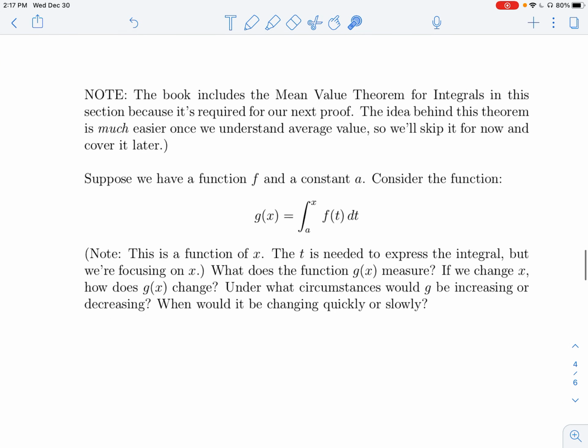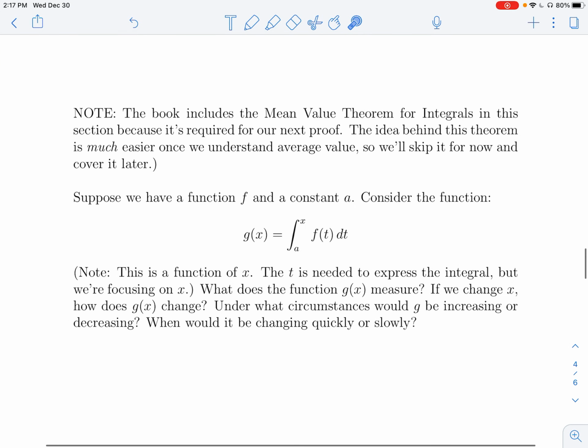All right, I'm just going to tell you there's this thing called the mean value theorem for integrals. It comes up in a later section. I'm going to deal with it in a later section. Once we understand average value, it'll be easier to understand.